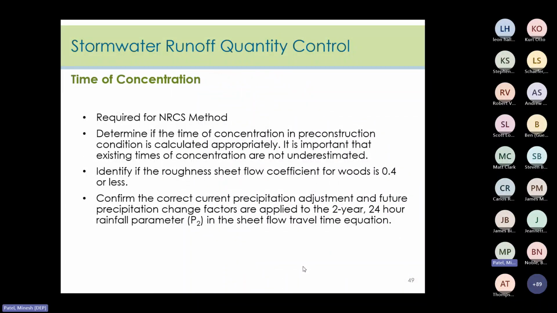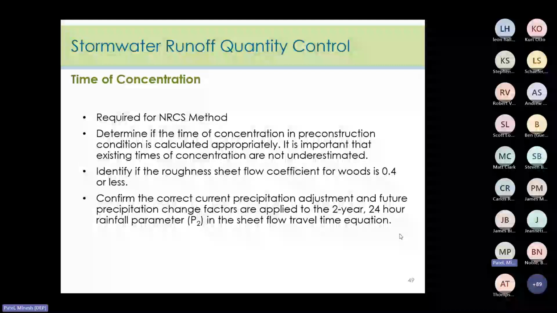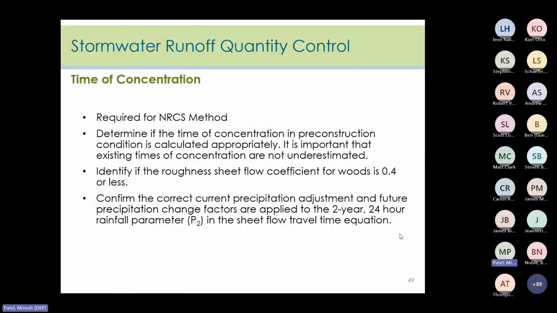The reviewer should next look at time of concentration. Information on how to calculate it can be found in Chapter 5 of the BMP Manual and the National Engineering Handbook. We also need to determine if the time of concentration in the pre-construction is accurately calculated. We need to make sure that they're not underestimating this value.